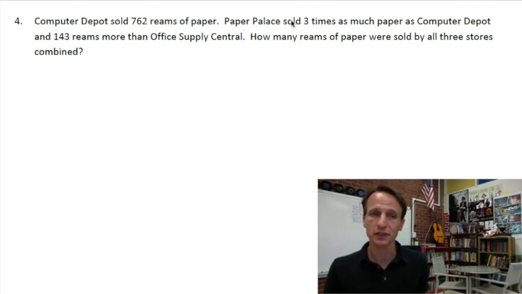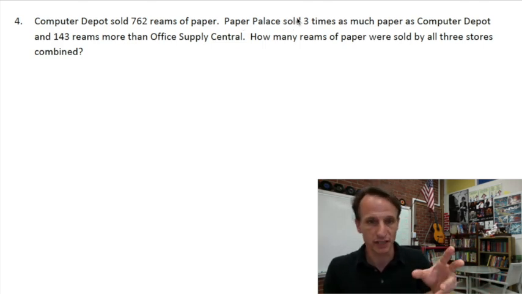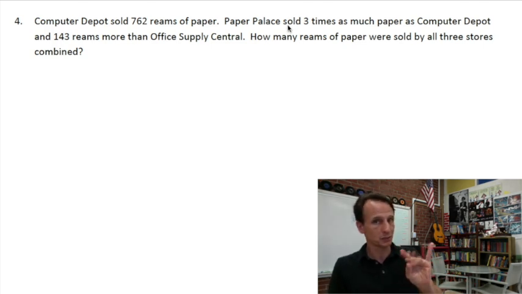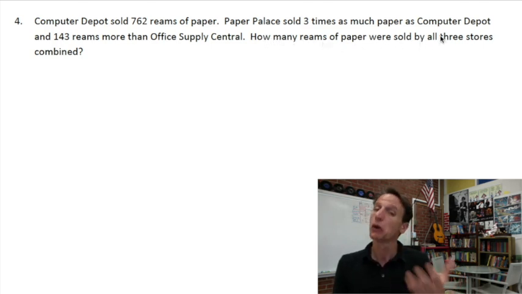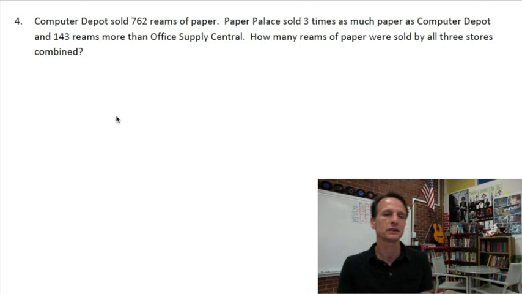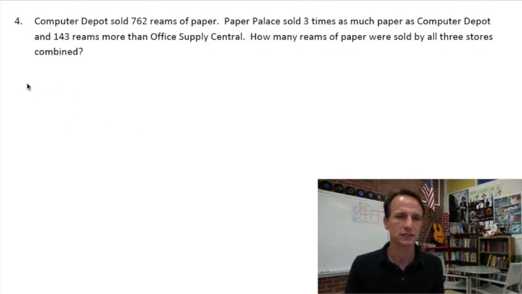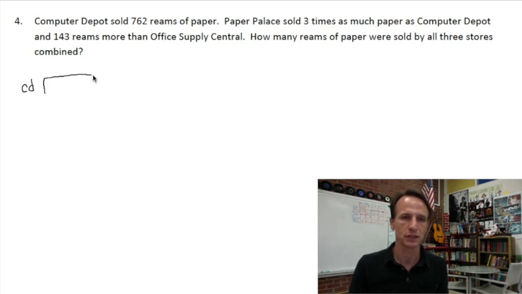and 143 reams more than Office Supply Central. So now we have a third store in the mix, so I want to keep track there. And our question is, how many reams of paper were sold by all 3 stores combined? Okay, so pretty simple here. So we'll write CD for Computer Depot. And we know that value. So we know that that is just simply 762. That we're given. Great.